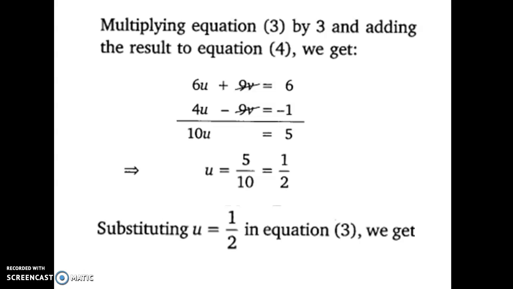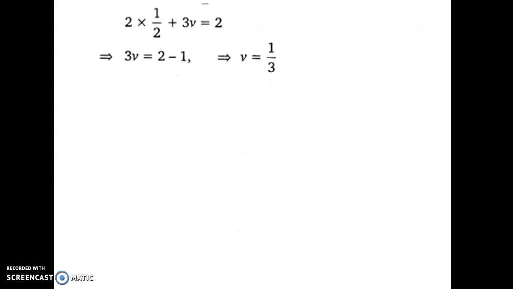3 or 4, whichever you want you can substitute. I am doing with 3. So substitute in the third equation. After substituting it will be 2 into 1 by 2 plus 3v equal to 2. So 2 and 2 will get cancelled, so here 1 will be there. So that 1 I am taking to the RHS.